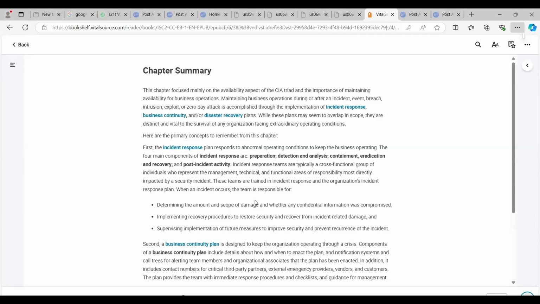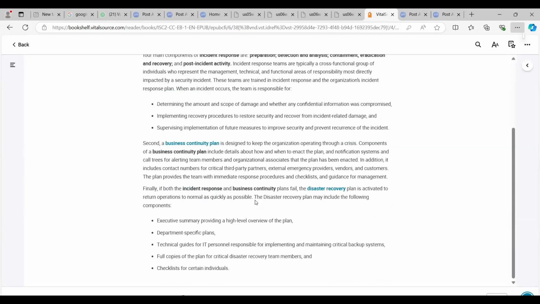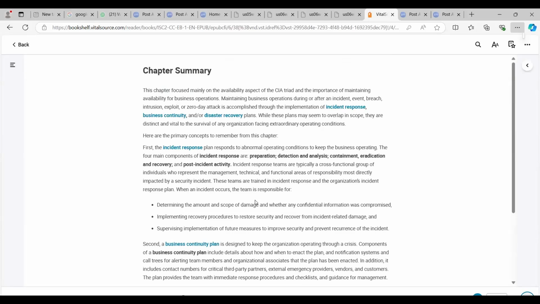So this is the chapter summary. This chapter focused mainly on the availability aspects of the CIA triad, like we said, and the importance of maintaining availability of business operations. Because everything we've been talking about is that we want the business operation to be available, even in the face of disruption. So that's the availability part of the CIA triad.